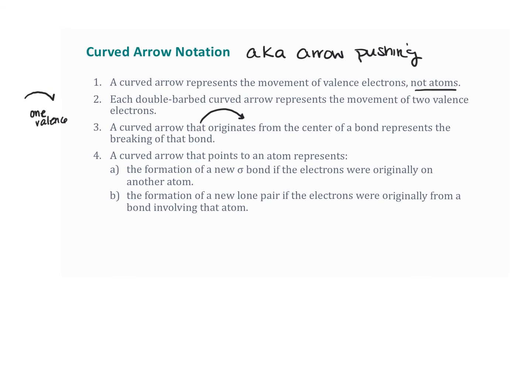A curved arrow that originates from the center of a bond represents the breaking of that bond. And then the curved arrow that points to an atom represents the formation of a new sigma bond if the electrons were originally on another atom, or the formation of a new lone pair if the electrons were originally on a bond involving that atom.